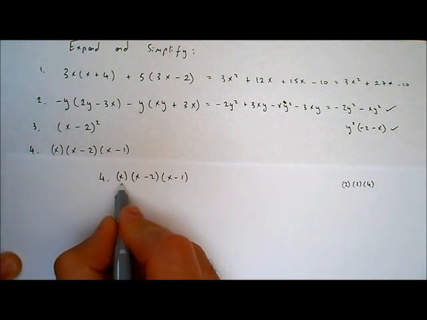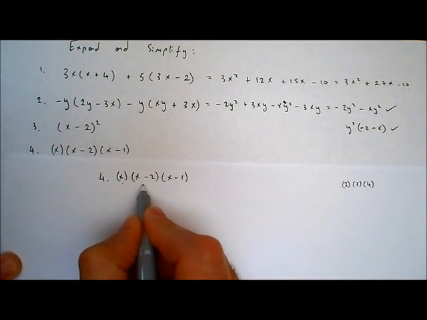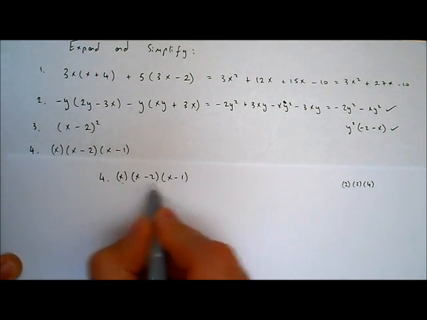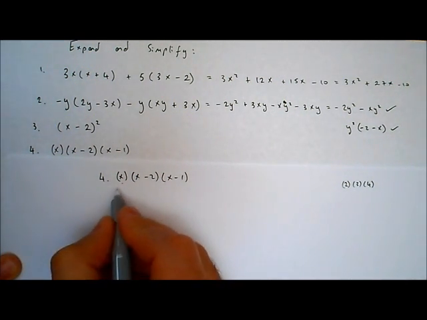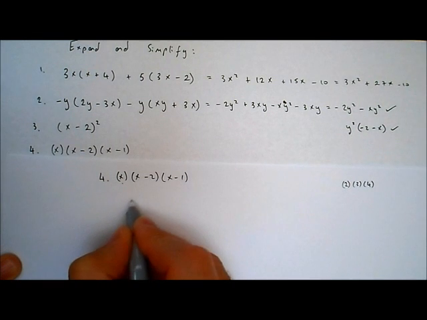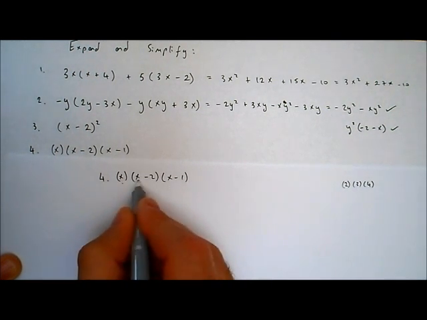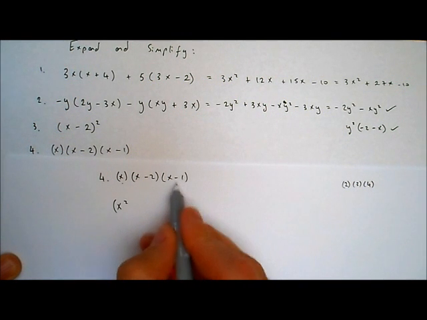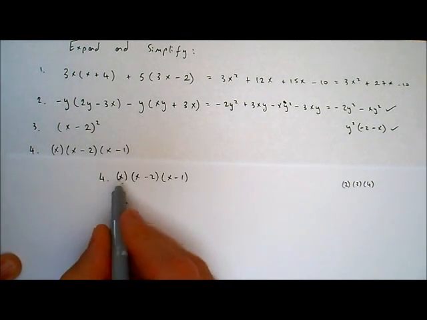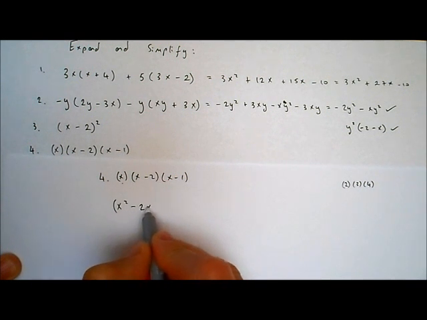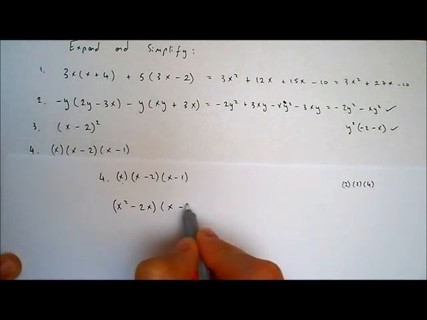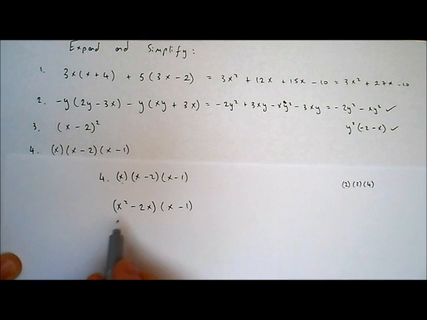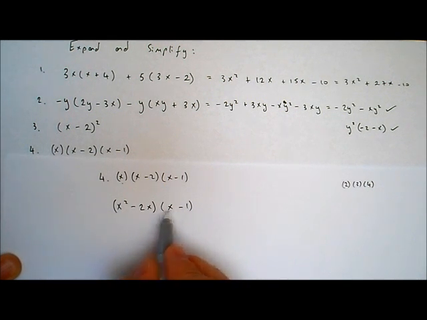So I'm going to multiply the x by x minus 2, and then I'm going to multiply the answer by x minus 1. So x by x minus 2. So x by x gives x squared. And I'm going to keep it in brackets because I'm going to multiply it by x minus 1 at the end. So x by x gives x squared, and x by minus 2 is minus 2x. And now I still have to multiply that by x minus 1. So x squared by x gives me x cubed.